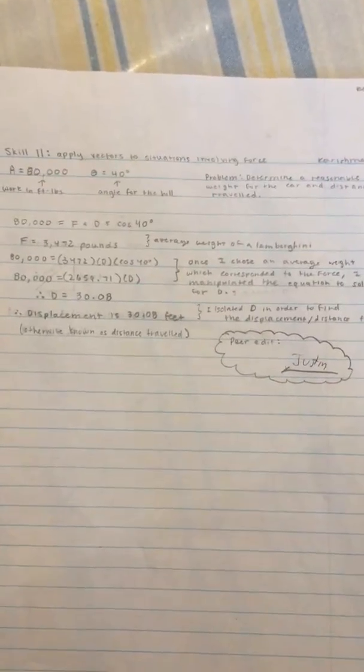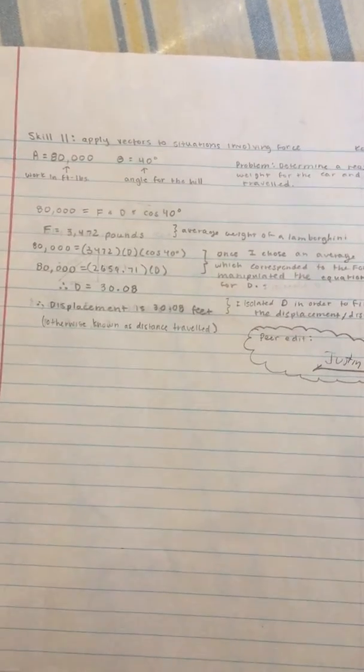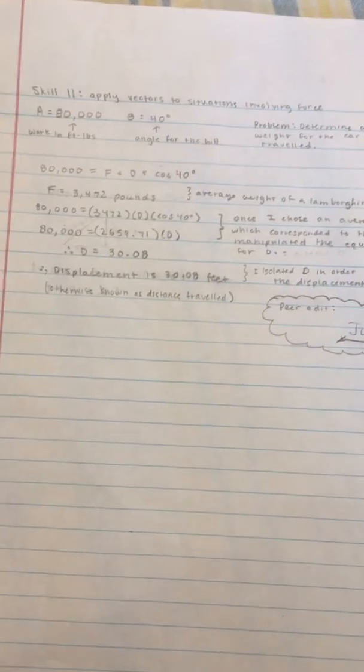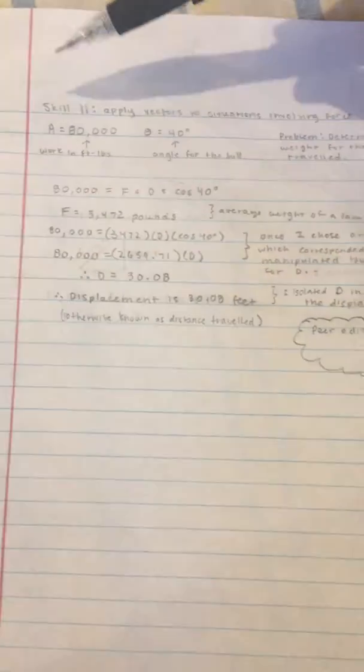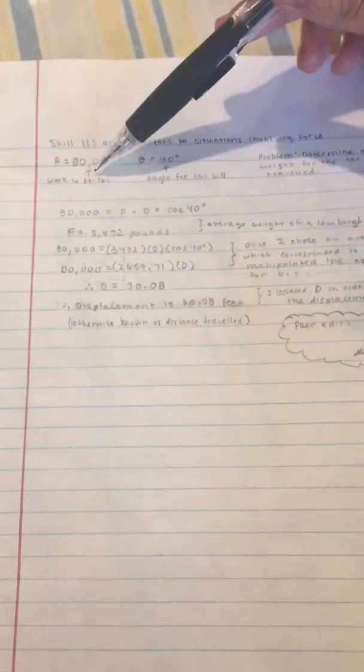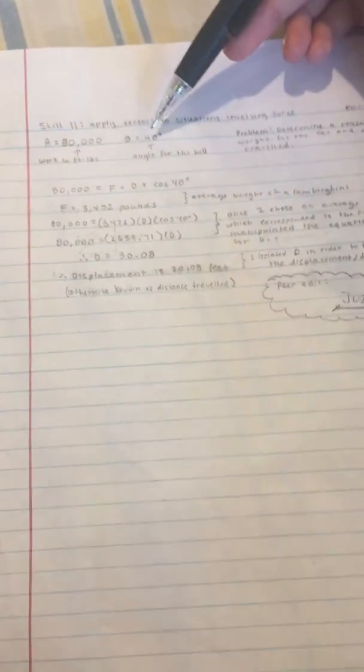So this is skill 11, which is applying vectors to situations involving force. We had to determine a reasonable weight for the car and distance traveled, and we got to choose the work and theta. So I chose my work, which was A, in foot-pounds to be 80,000, and theta was 40 degrees, which is the angle for the hill.